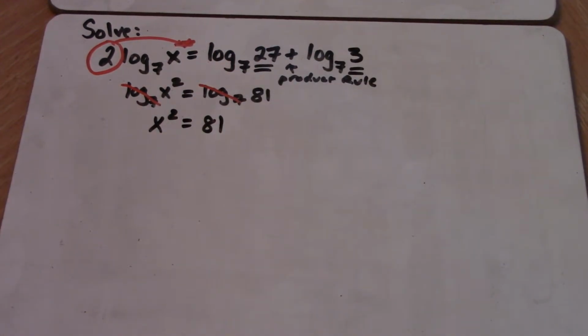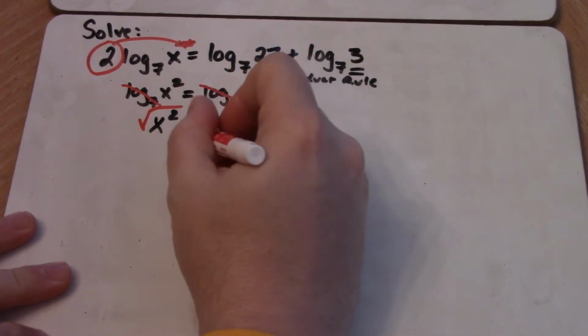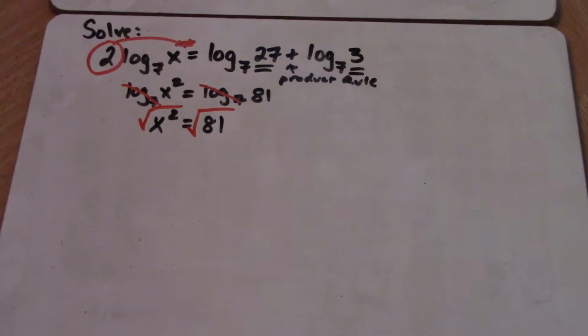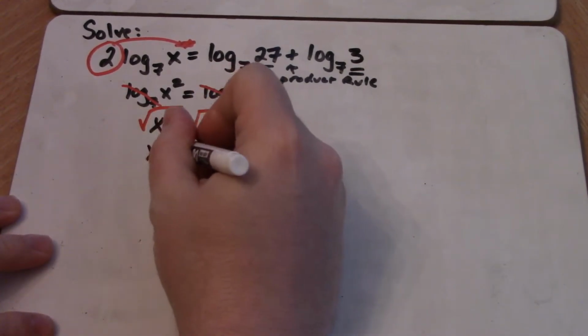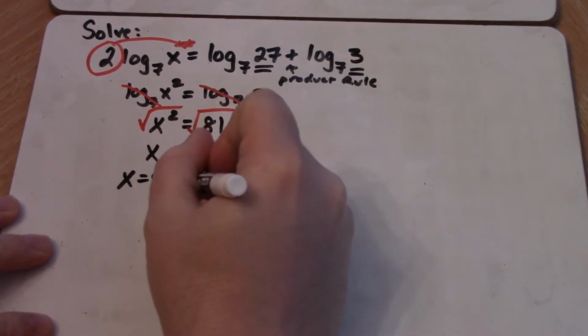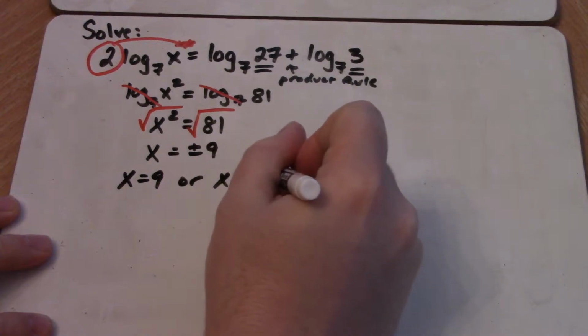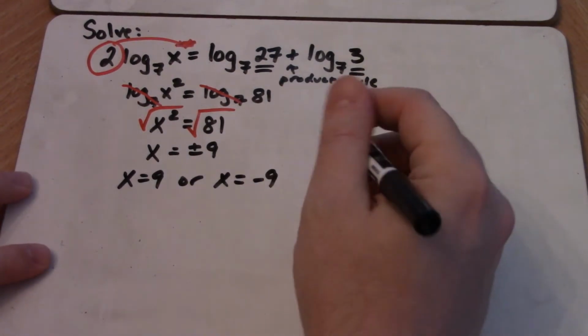That is an equation we have solved many times before. We would solve that by taking the square root of each side. And the square root of 81 is plus or minus 9, which means x is either 9 or negative 9. We do need to check both of these values in the original equation to make sure that they work.